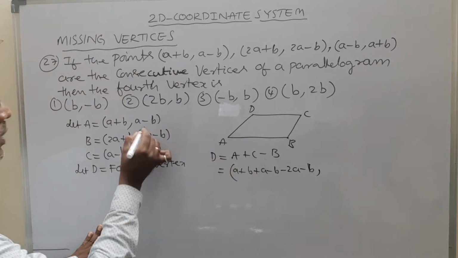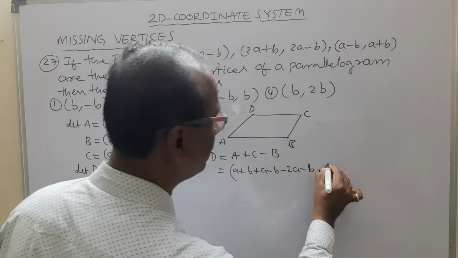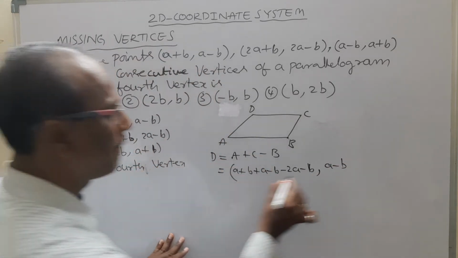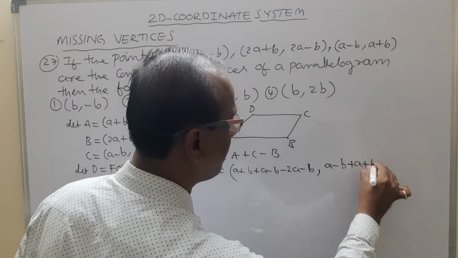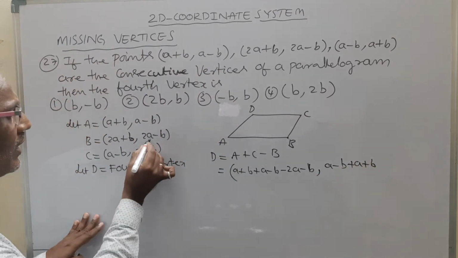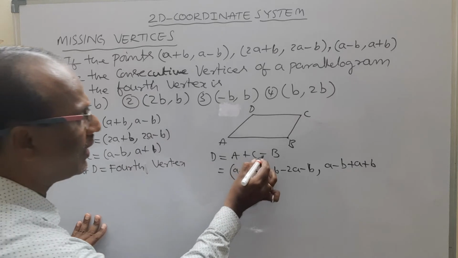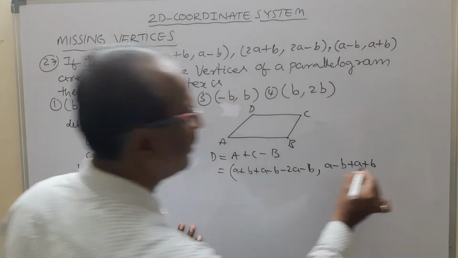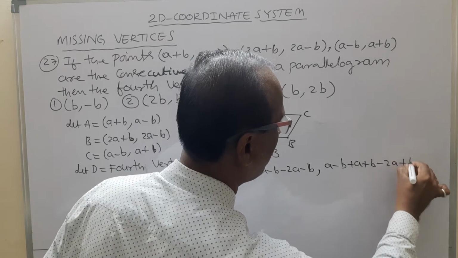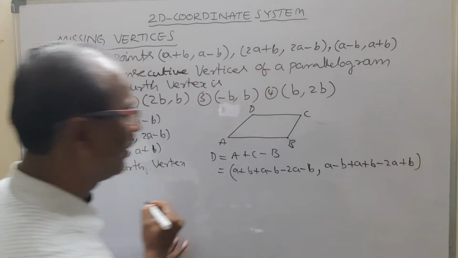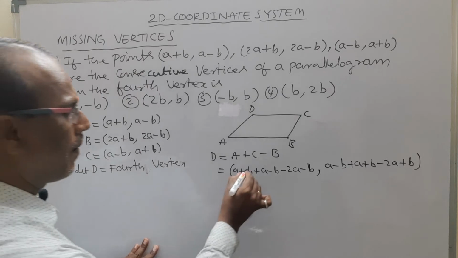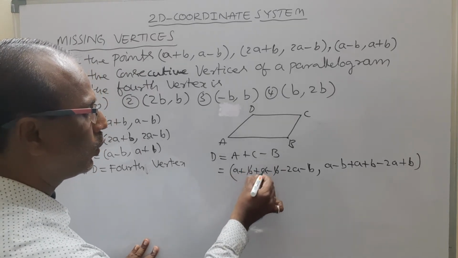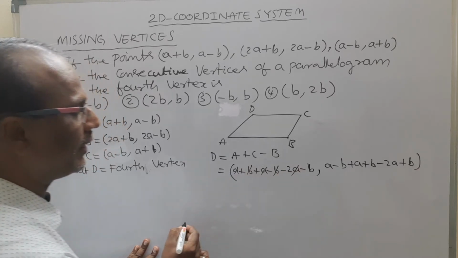In A, the y coordinate is a minus b. In C, the y coordinate is a plus b. In B, the y coordinate is 2a minus b. Here minus is there, multiply with minus: minus 2a plus b. Here plus b minus b get cancelled. a plus a, 2a, 2a minus 2a get cancelled.